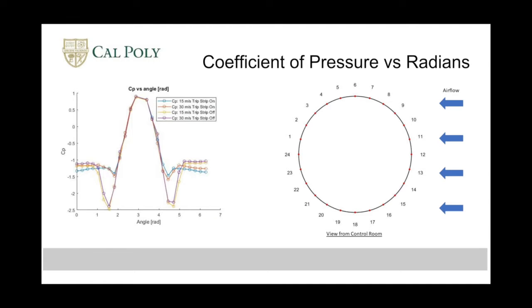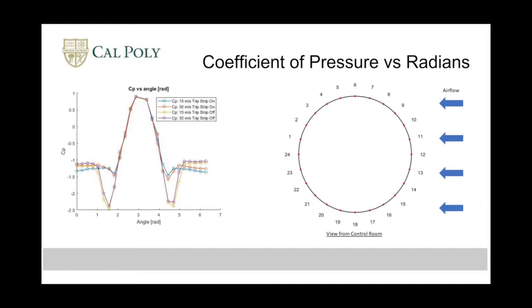In the plots of coefficient of pressure versus drag, we see that with the trip strip, the minimum coefficient of pressure moves 1 pressure station, or 7.5 degrees, away from the stagnation point. This is evidence that the flow is staying attached to the cylinder for a longer distance. The coefficient of pressure decreases because the dynamic pressure increases as the flow accelerates.